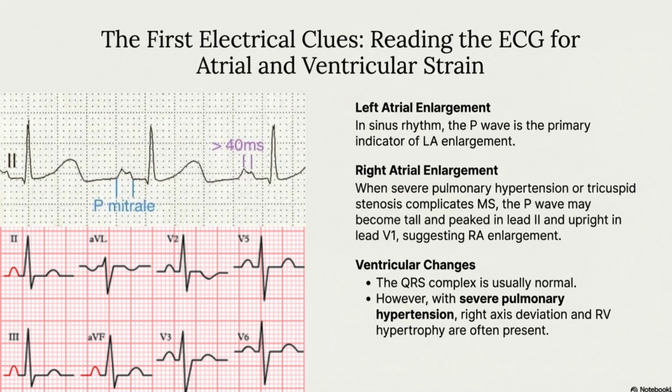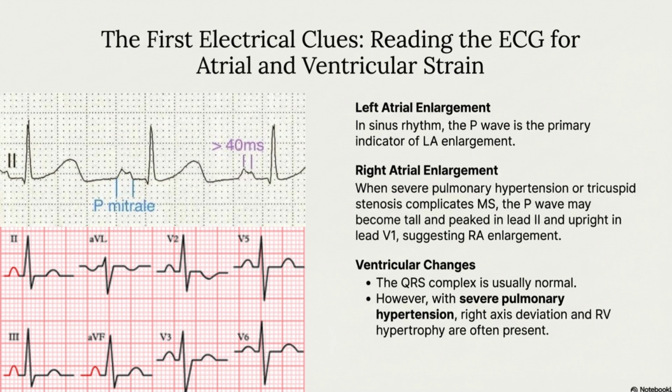And what happens electrically when that pressure has backed all the way through the lungs to the right atrium? If severe pulmonary hypertension, or rarely tricuspid stenosis, is also present and the right atrium starts to enlarge, the P wave changes again. It can become tall and peaked in lead II, which suggests that added right atrial strain.